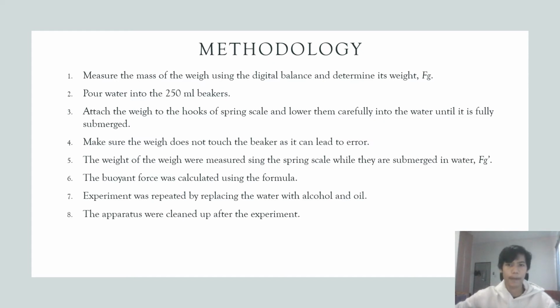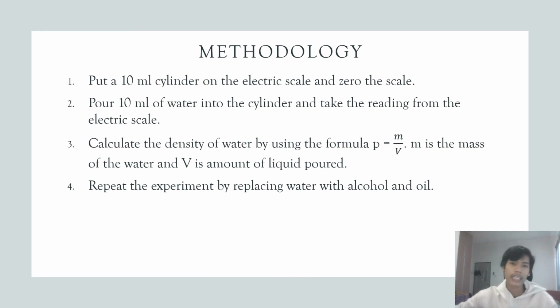Now, there is a second part to our methodology, which is to calculate the density of the liquid used. First, put a 10 ml cylinder on the electric scale and zero the scale. Pour 10 ml of water into the cylinder and take the reading from the electric scale. Calculate the density of the water by using the formula ρ equals mass over volume.